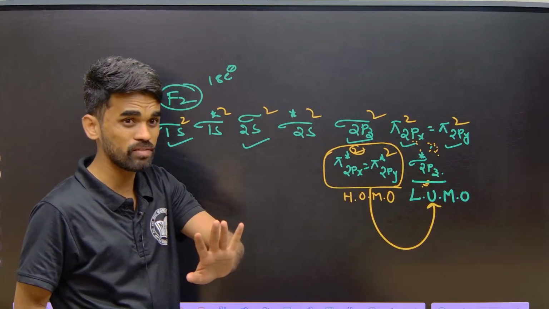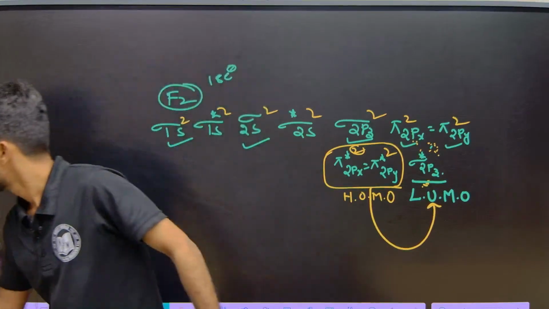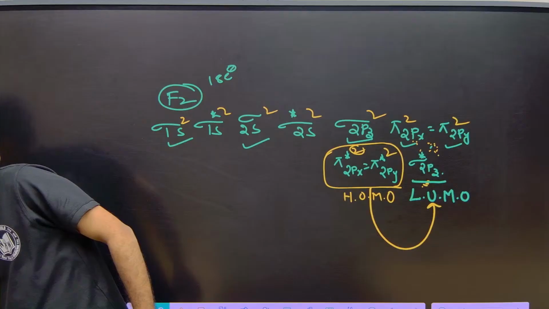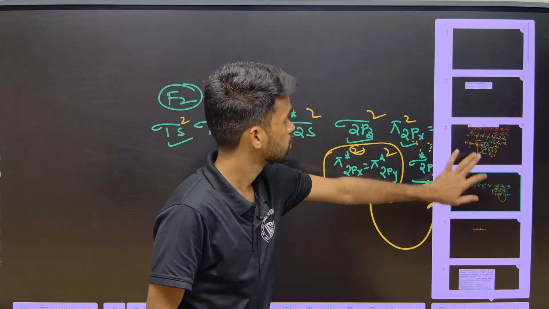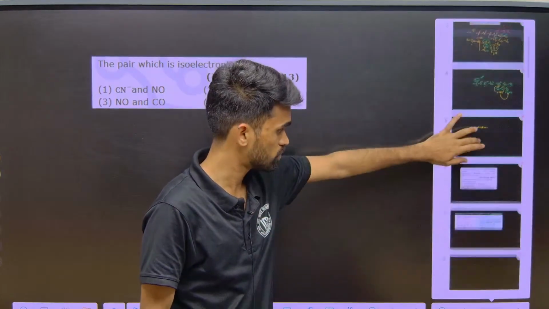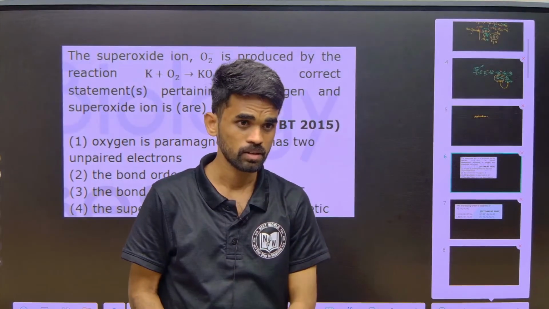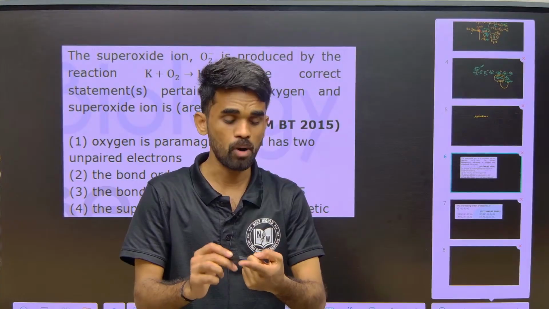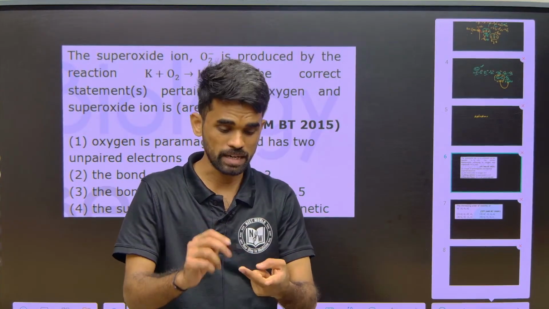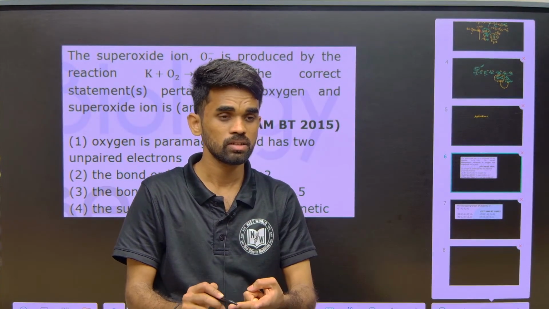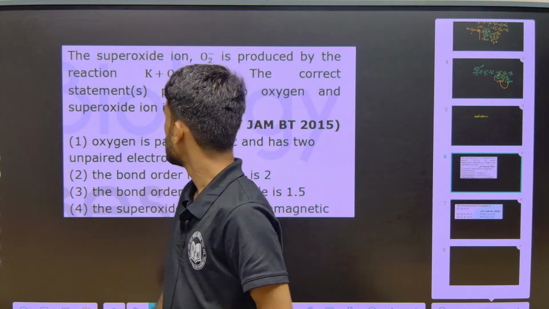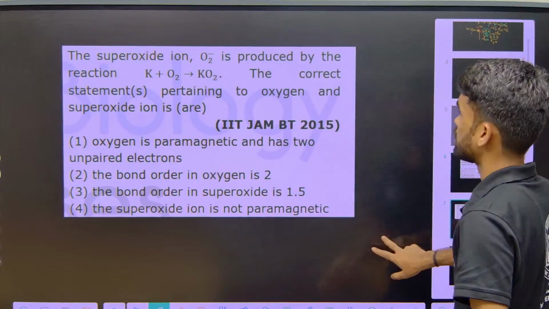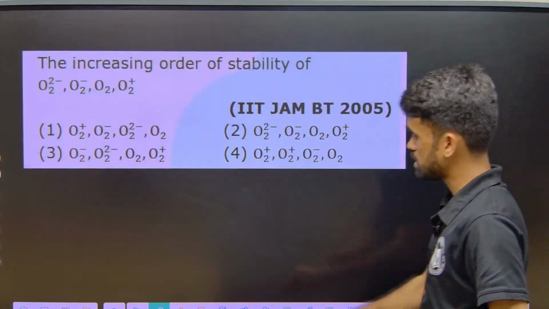What applications are given? One is bond strength and bond length. Another is stability. Bond order, bond length, bond strength, magnetic moment, color, and existence of a molecule. Okay. So now look here. Tell me the order of stability for this.